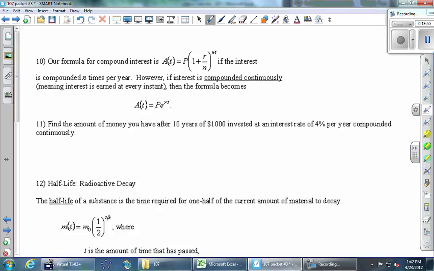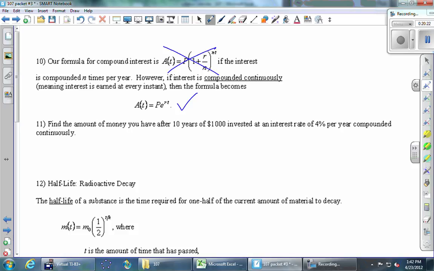Meaning? Okay, so new phrase. Compounded continuously. It doesn't mean every week. It doesn't mean every day. It doesn't even mean every second. It means at every moment in time, more often than every second, okay? If you see that key phrase, compounded continuously, then you don't use that formula, you use this one, okay?